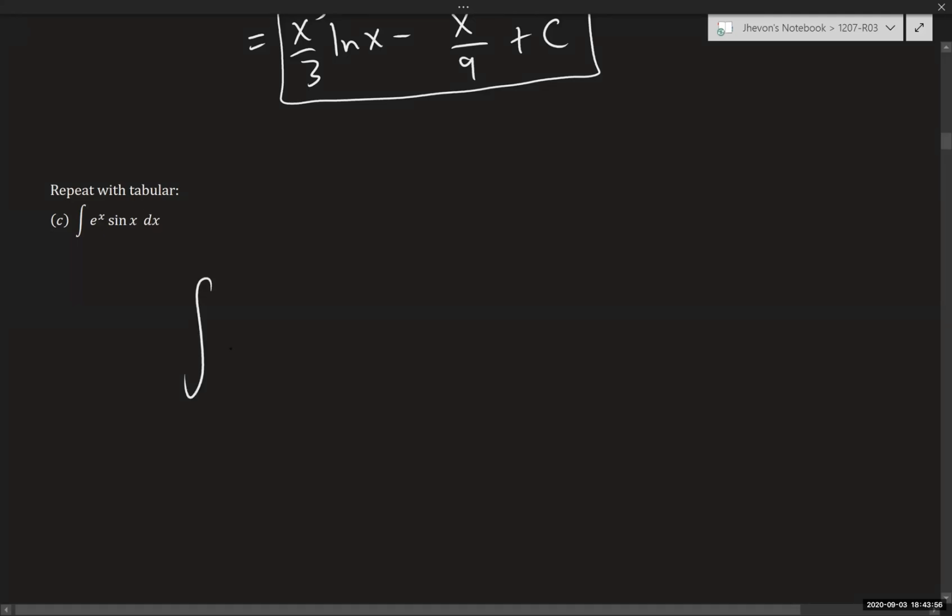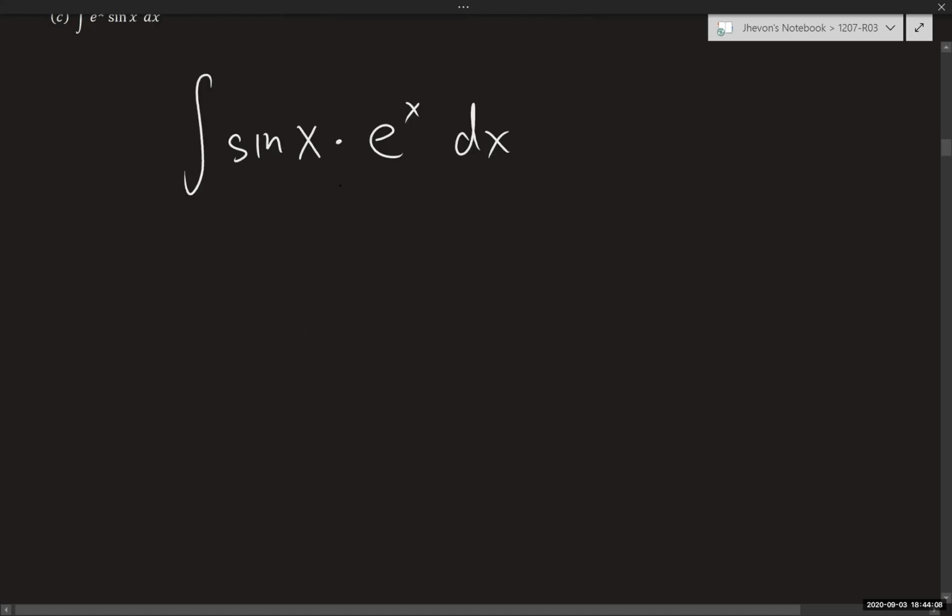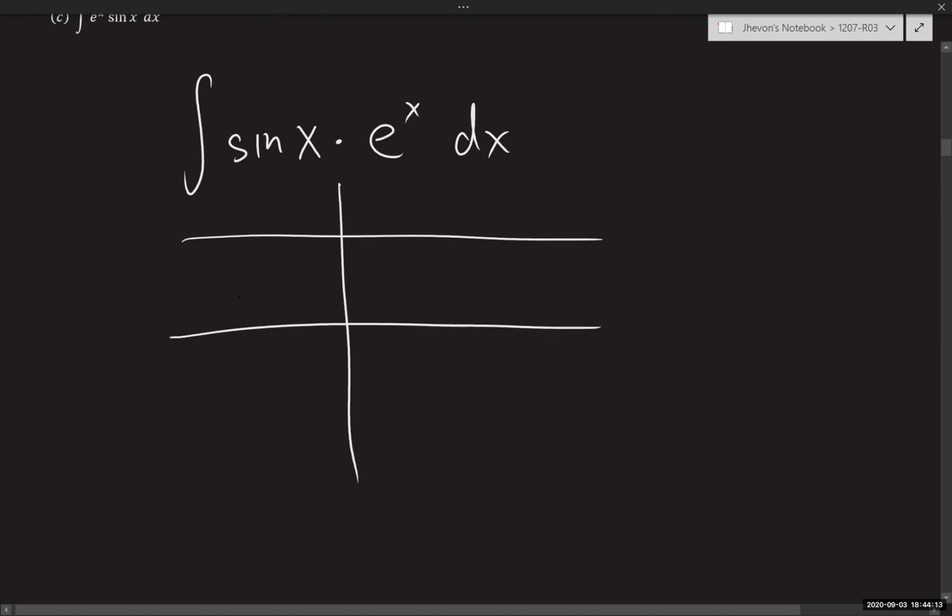So what I can do here is, if I want to follow LIATE, write this as sine x times e to the x. I would draw the table below it. Differentiate sine of x, I get cosine of x. Differentiate cosine of x, I get minus sine of x. Integrate e to the x, I get e to the x. Integrate e to the x, I get e to the x.